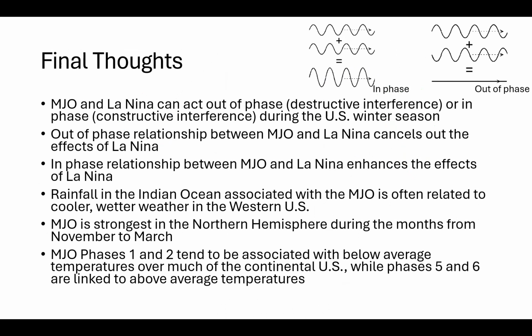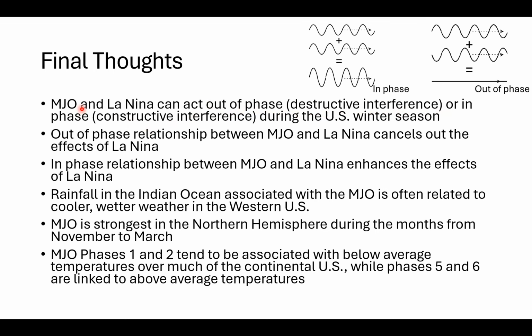So here are my final thoughts on tonight's presentation. Okay, first bullet point here is important to consider. I was showing you the ENSO, the bigger ship, and then the motorboat, the MJO. The MJO and La Nina can act out of phase. In this case, we call that destructive interference, or it can act in phase.